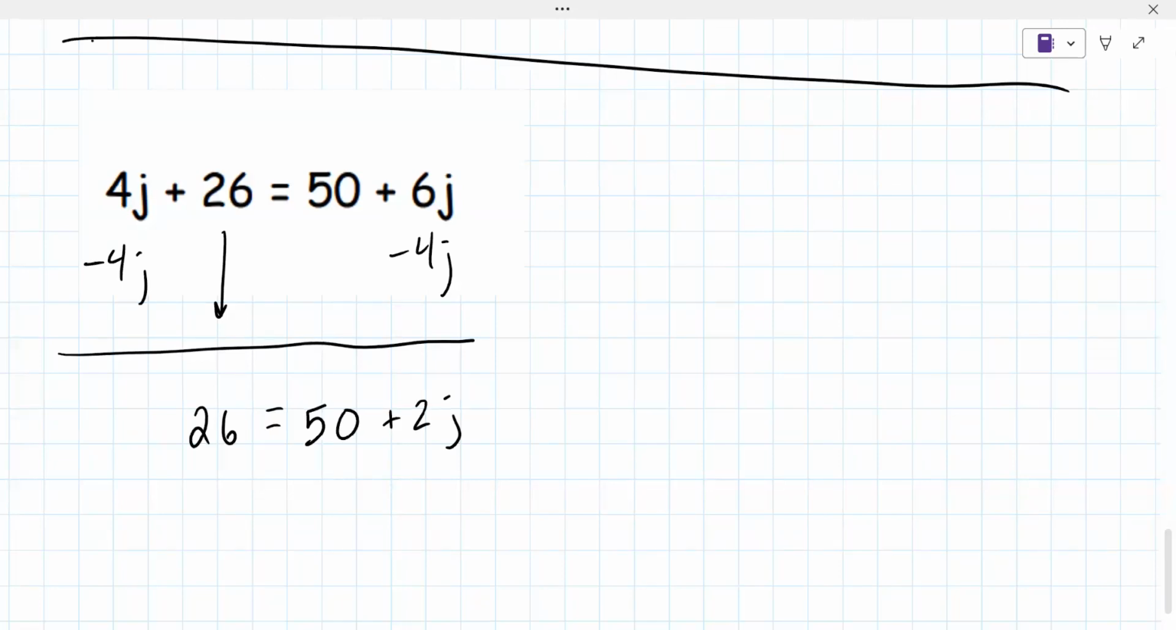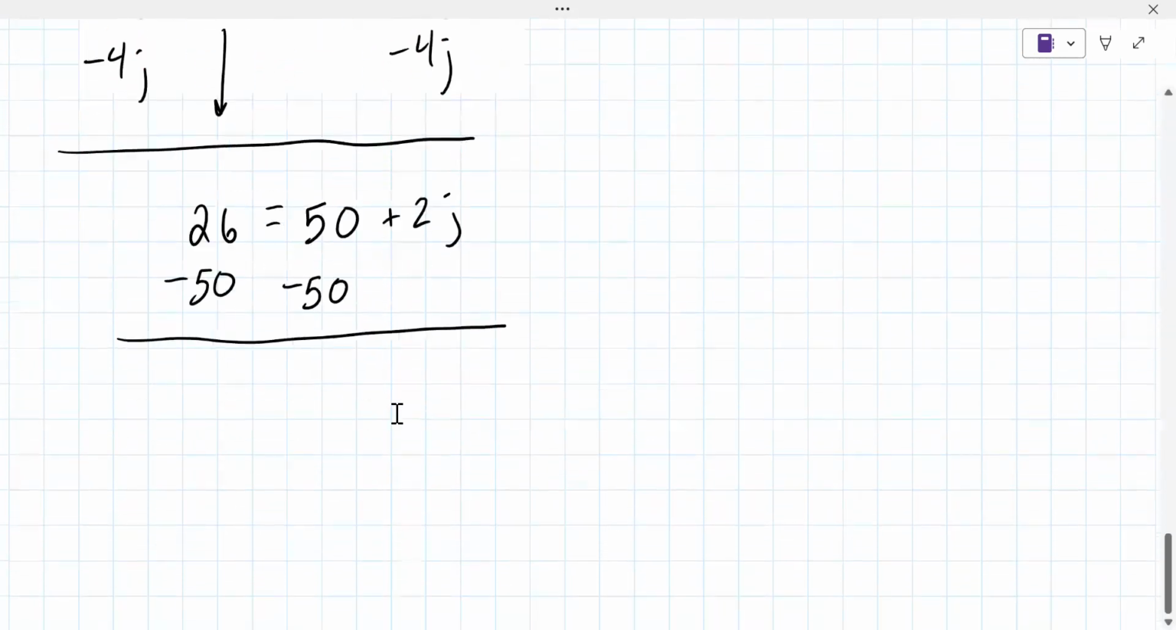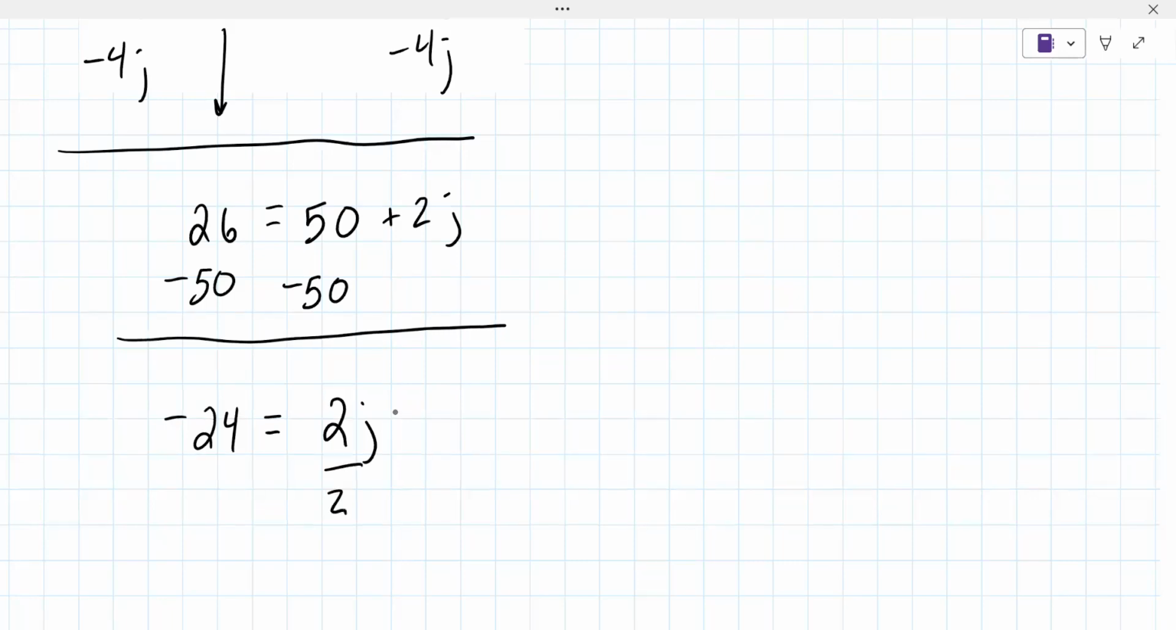J. And then you would subtract 50. I'm confused. Yes. Oh, you would? Okay. So yeah, it's now a 2-step equation. You look at the side with variables. So negative 24 equals 2j. You would divide both by 2, the number in front of j.